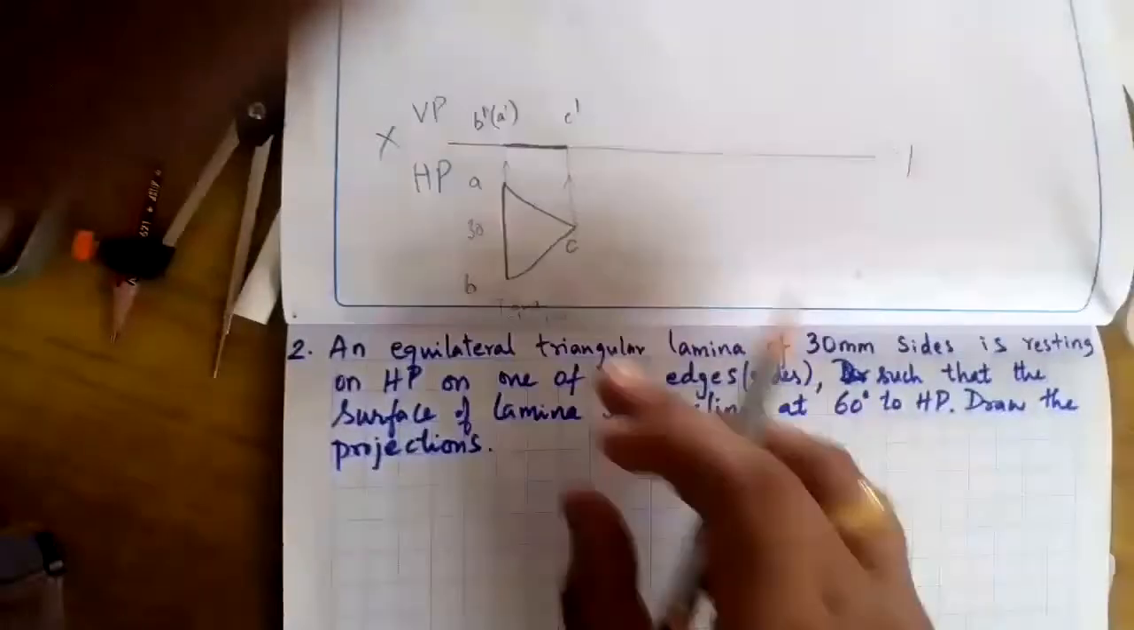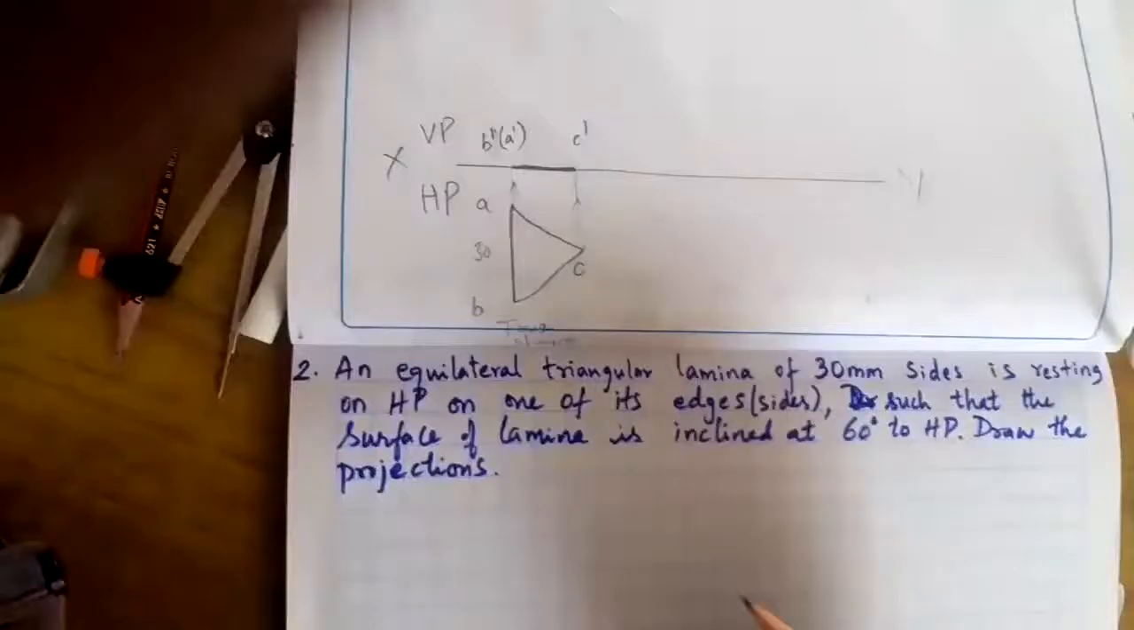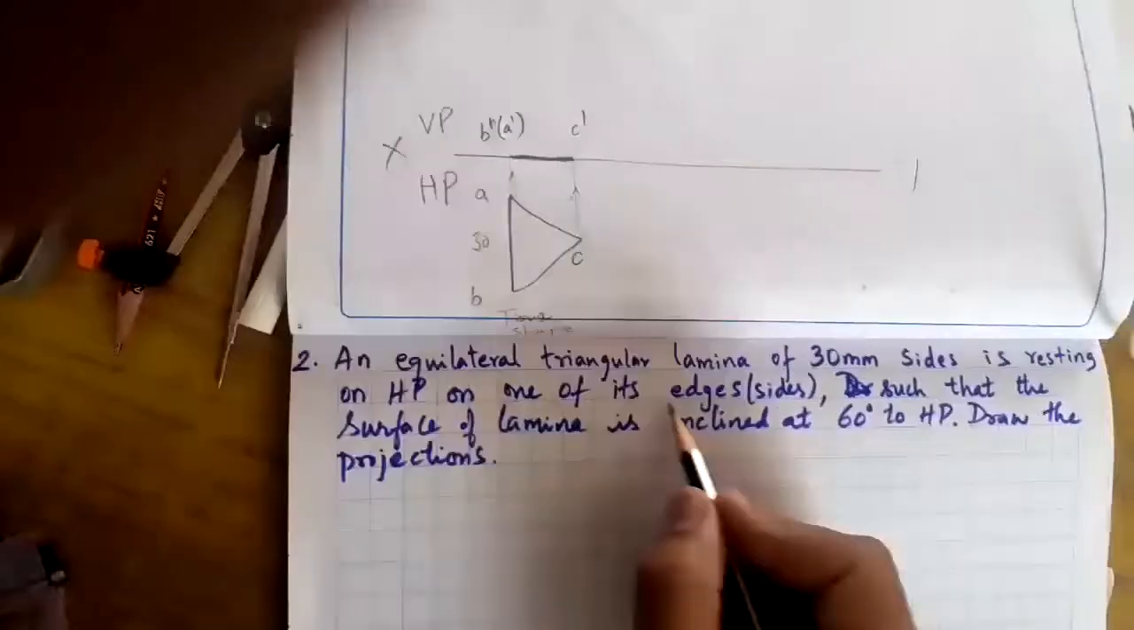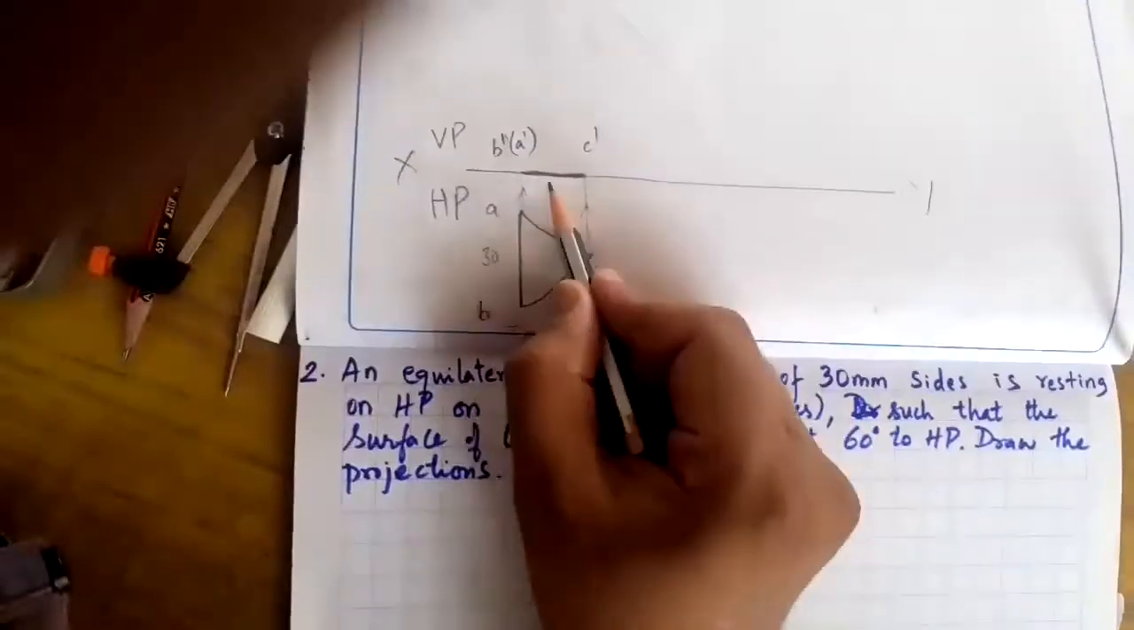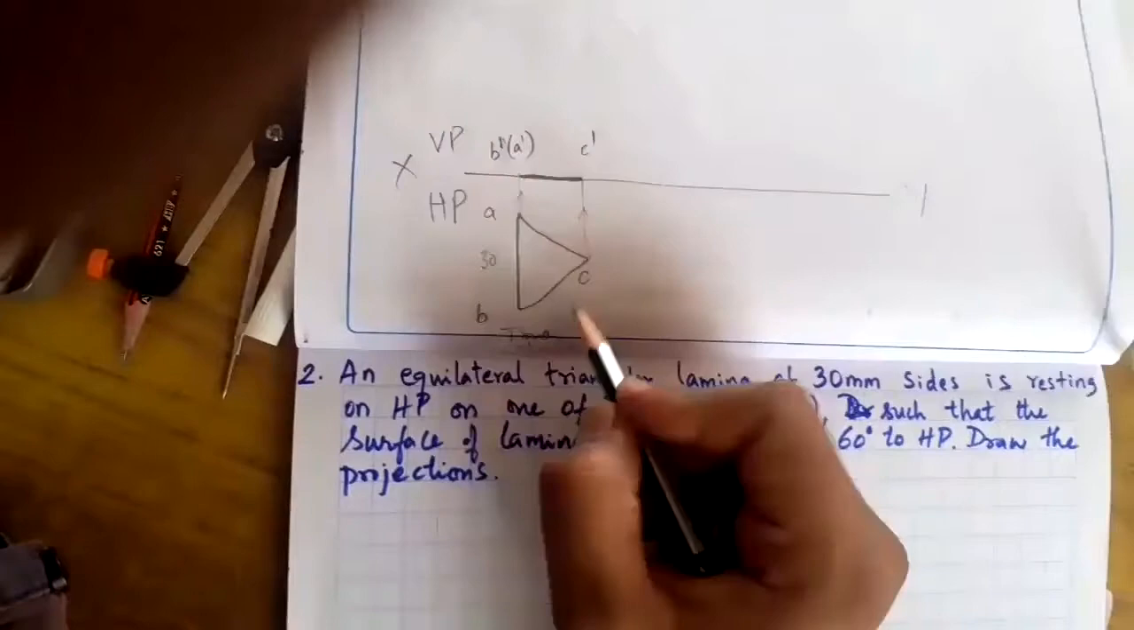Next, the 30 mm lamina is resting on HP on one of its edges or sides. So here it is completely resting. I don't want this condition because it is my initial assumption.